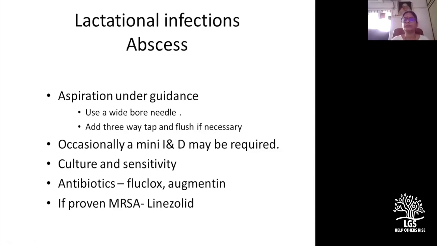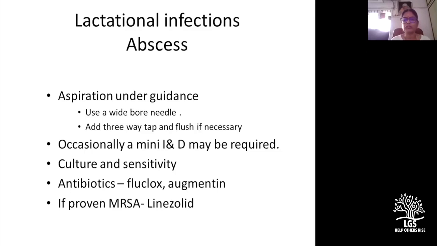If necessary, use a bigger Venflon, the orange Venflon. And if you use a Venflon, you can always add a 3-way tap also. So if the cavity is big and it's very echogenic, then you can use the 3-way tap and flush from one end with about 10 ml of normal saline. As you keep flushing, you keep aspirating it, and that actually decompresses the whole abscess cavity. And this can be very well done under local anesthetic.